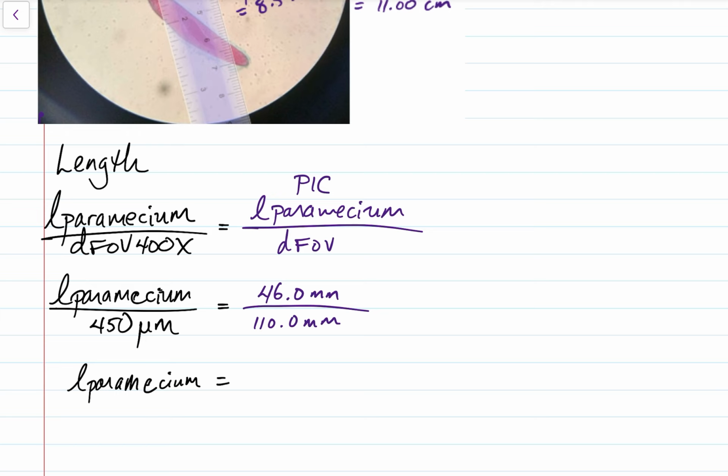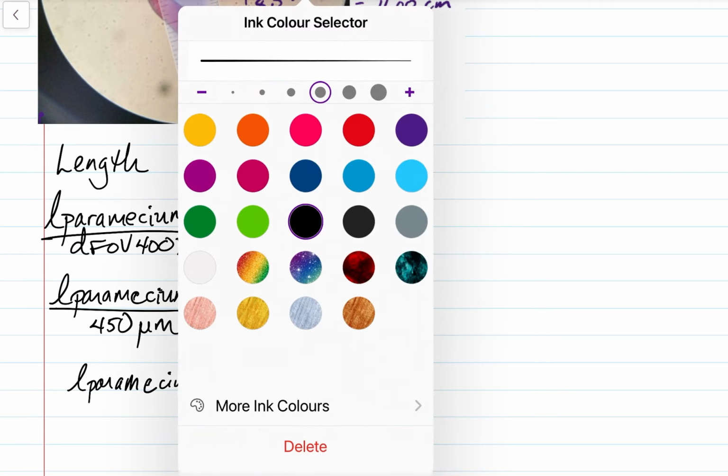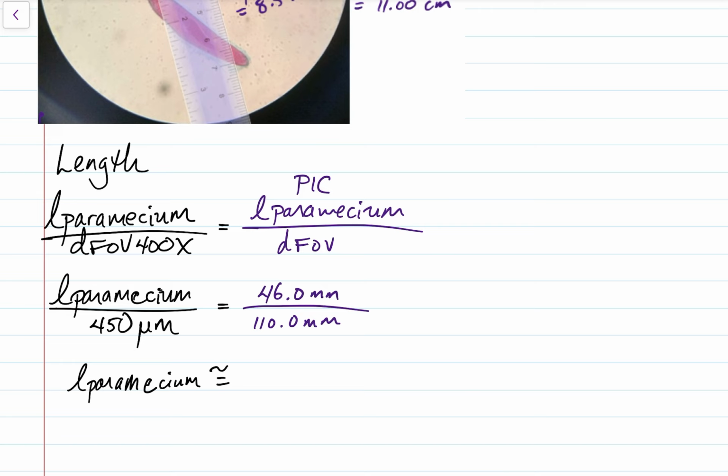So it doesn't matter if you did your initial measurements in millimeters or centimeters, because they're going to cancel out, as we see in this formula. So 46 times 450 divided by 110 is 188. Okay, so it's around 200, which is reasonable given that little other app we looked at the other day that said it was 210. And we know that not all creatures of the same type are going to be the same size, but it's around 200 microns in length.